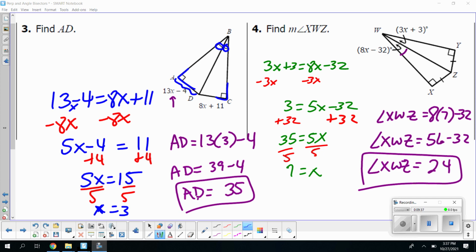Okay, seeing as we have these 2 segments that are congruent and we have perpendicular lines here and here, then we can assume that these 2 angles are congruent to each other, and we set them equal to each other and solve and find that x is equal to 7. We take that x and plug it in to find the measure of angle XWZ, this guy right here, and we find that the measurement of angle XWZ is equal to 24. Okay, I want you guys to do number 6 and answer in Edpuzzle.